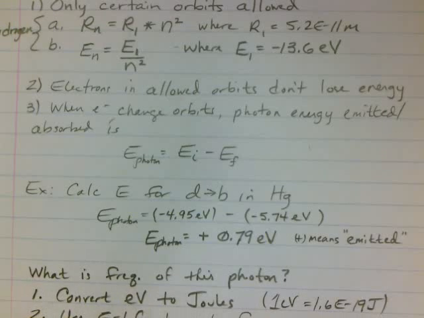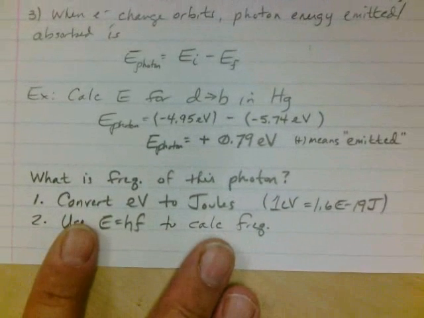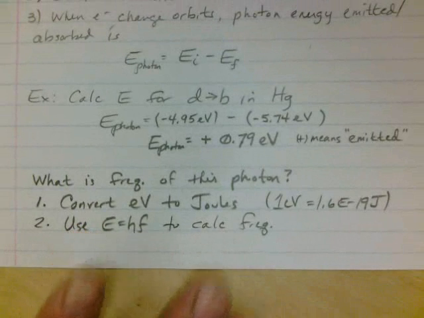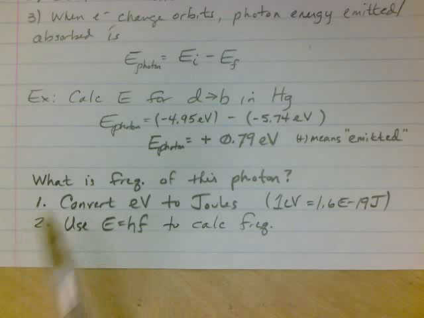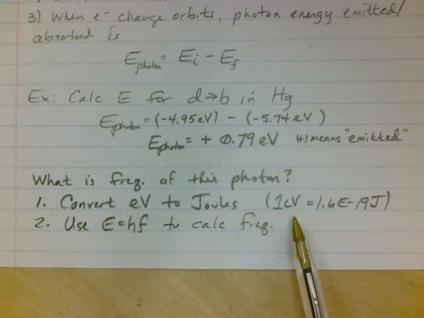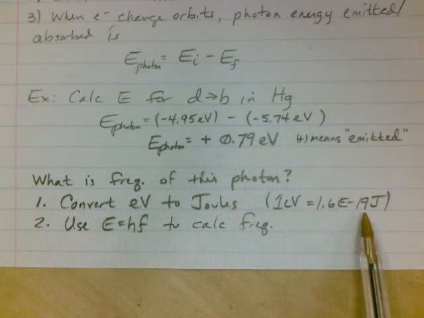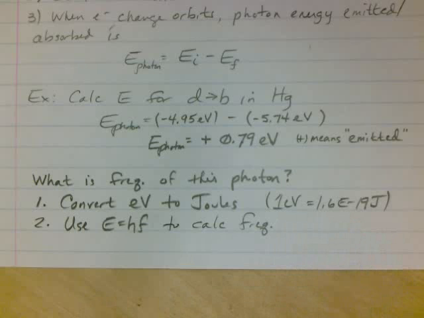A couple other things we could calculate with problems of this type. We could say, what is the frequency of this photon? We're not actually going to do the calculation at this point in the year, but if we were going to do it, the first thing we do is convert the electron volts that we have up here to joules. That's in the front page of your reference table. 1 electron volt is 1.6 E minus 19 joules, and then we use the equation E equals hf, and we could use that to calculate the frequency. We just solve for f. That's our introduction to the Rutherford and Bohr model.